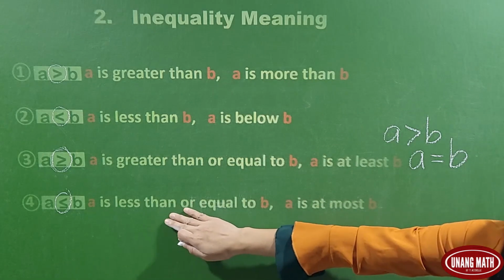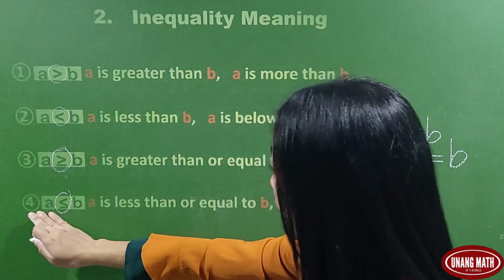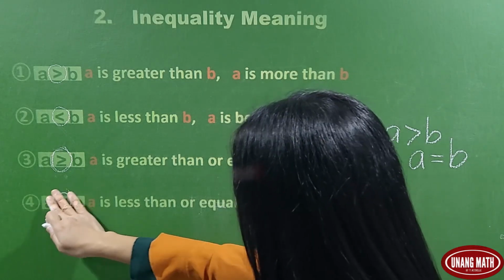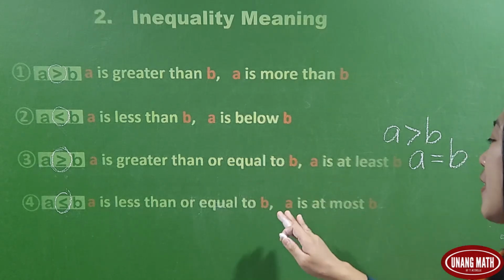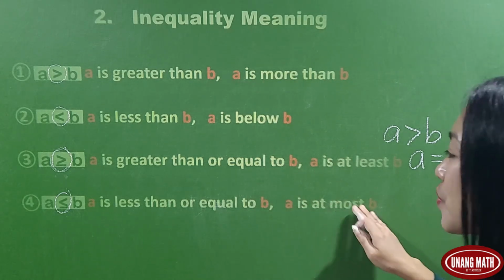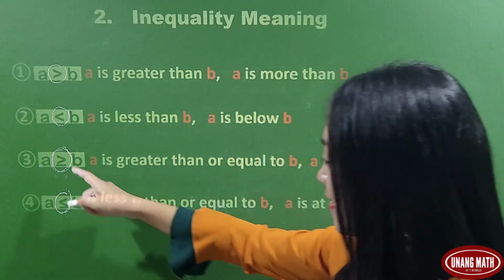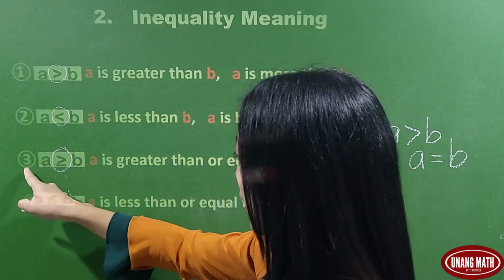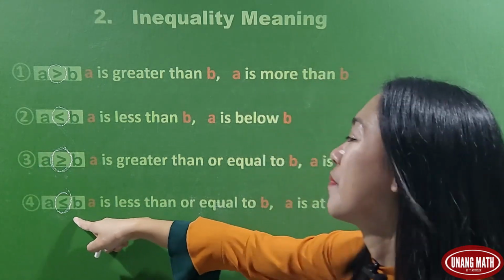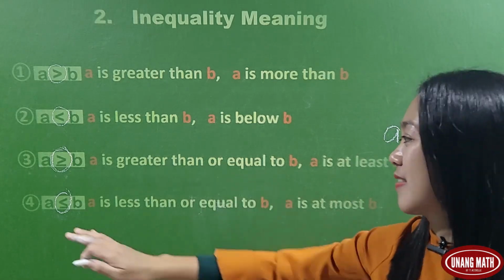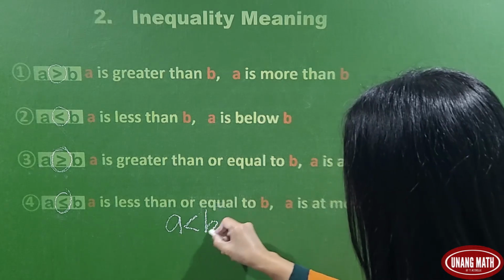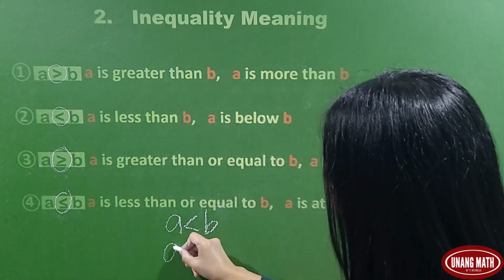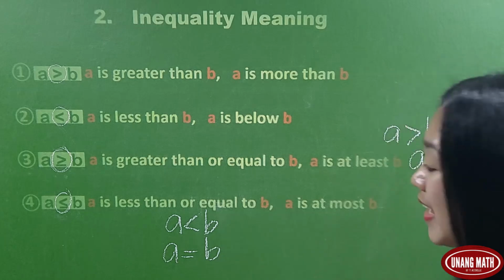What about number 4? This is A is less than or equal to B. We can also say A is at most B. Just like the inequality sign in number 3, this sign has two meanings: that A is less than B and A is equal to B.